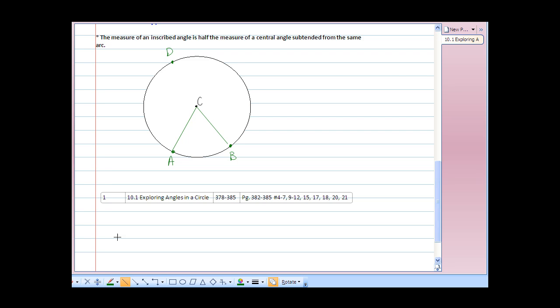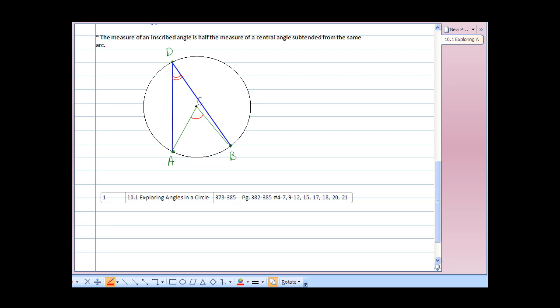And so we will make angle ADB our inscribed angle subtended from the same arc, from arc AB. And following the statement, if we were to take a protractor, we would see that if we were to measure angle ACB, it would be twice or double the measure of angle ADB.